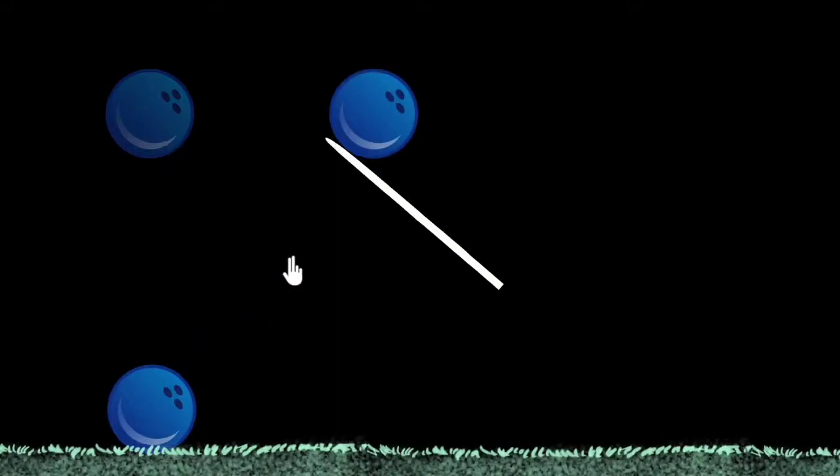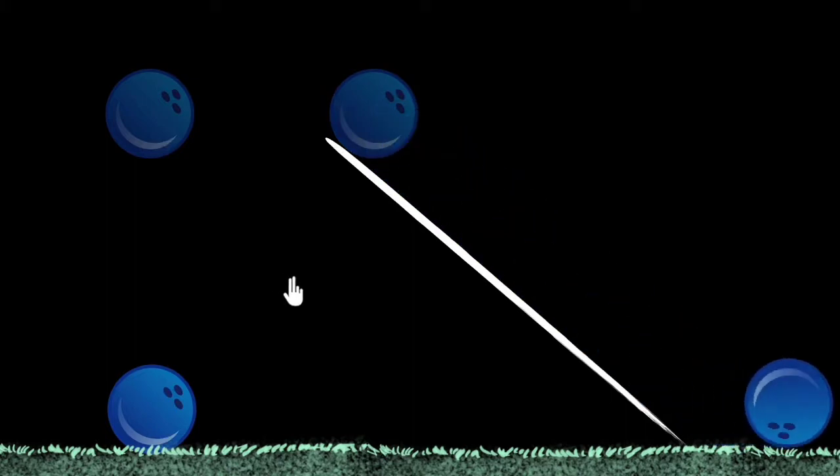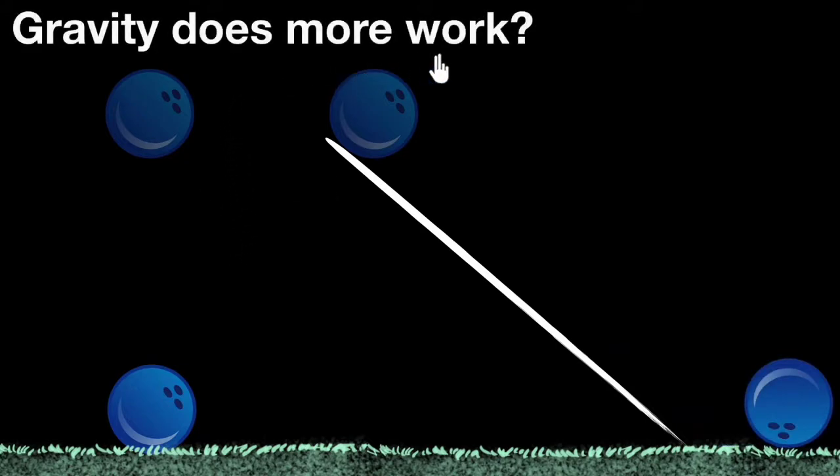Suppose I drop two identical balls from the same height. One, I just let go of it, so it just falls straight down. Another one, let's say I have a slide and I make it slide down, it rolls down. The question we want to try and answer is, in which of the two cases does gravity do more work?